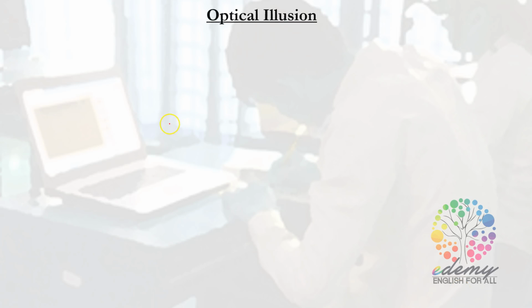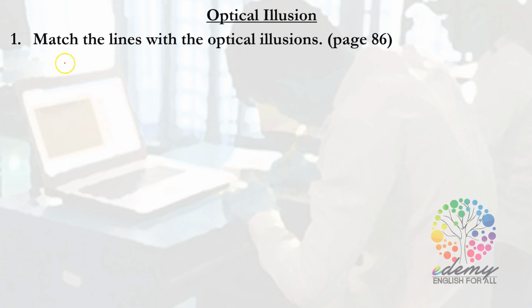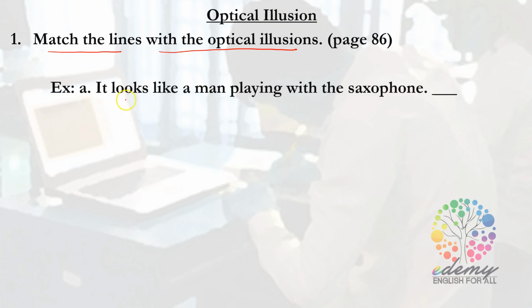Okay, let us move on to another part of the lesson. Optical illusions. Optical illusions is on the same page 86, on your right hand side, and then we will do exercise number 1. On exercise number 1, what I want you to do is match the lines from A to J with the optical illusions, the pictures on your left hand side. And then we have an example for you. For example A, it looked like a man playing the saxophone.